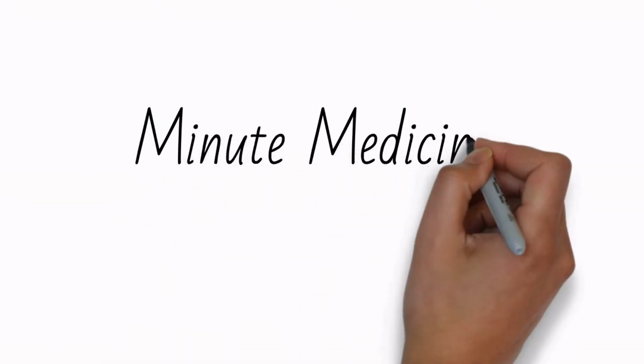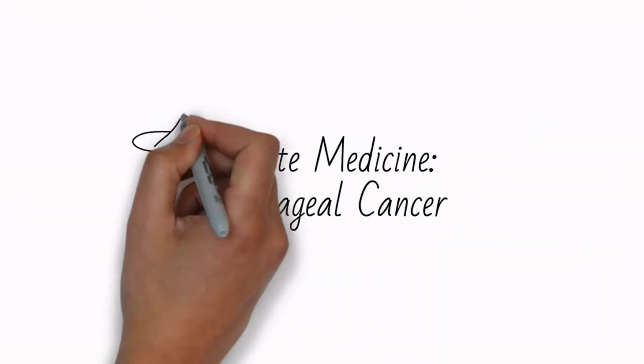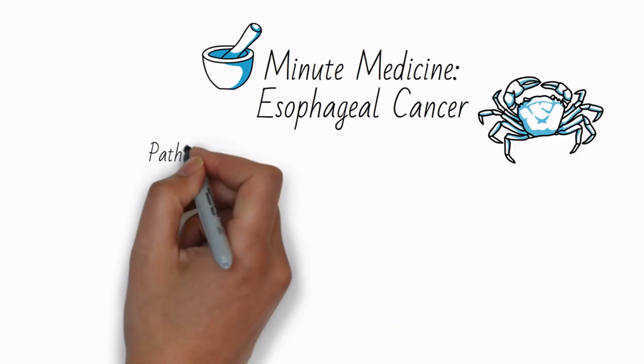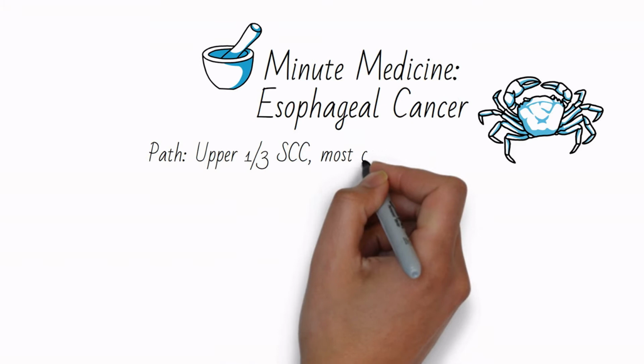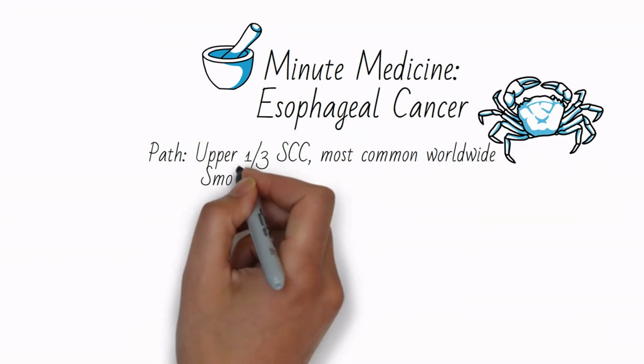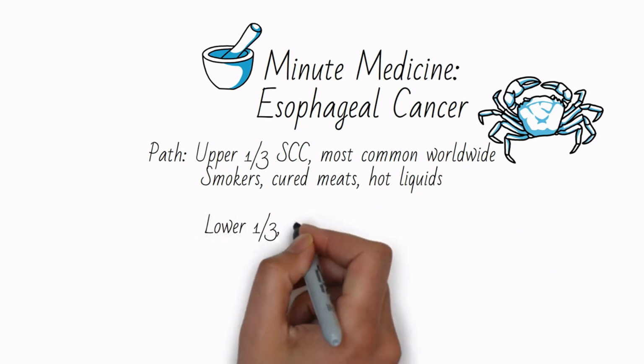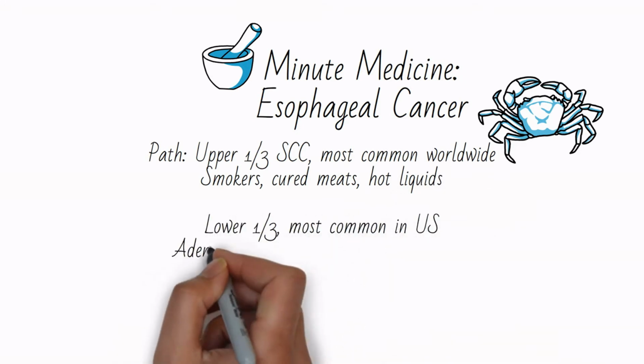In this video, we'll discuss esophageal cancer. There are two main types of esophageal cancer, squamous cell and adenocarcinoma. Squamous cell is associated with the upper third of the esophagus, is the most common form of esophageal cancer worldwide, and is associated with smoking and consumption of cured meats and very hot liquids.